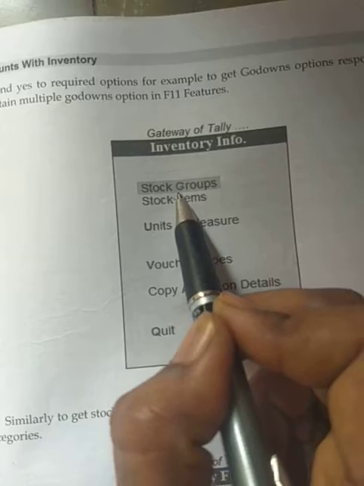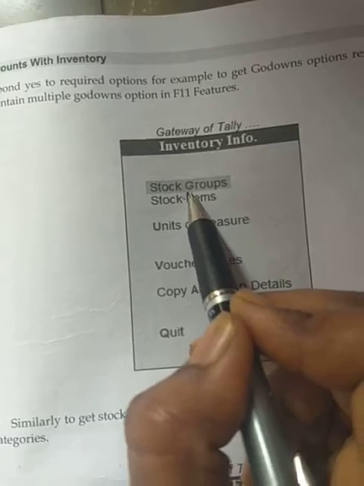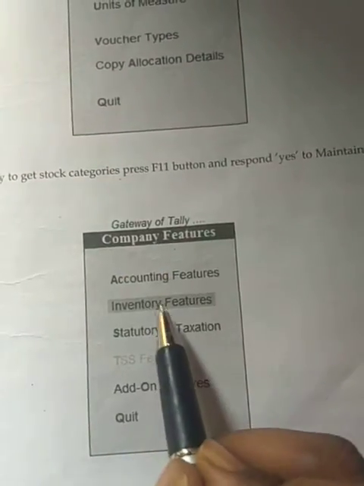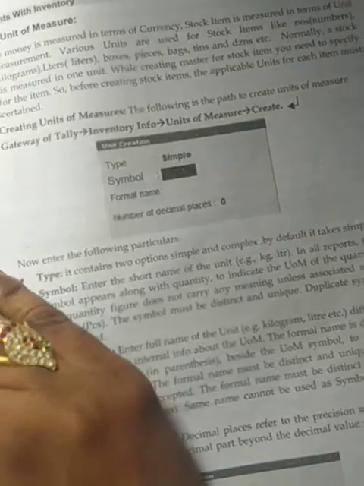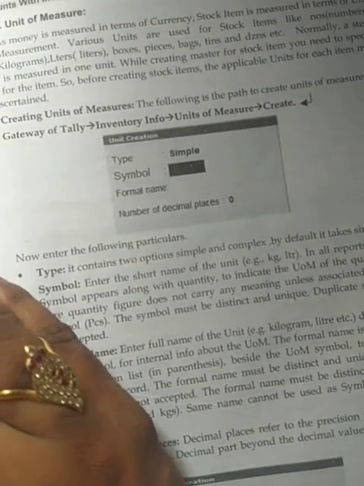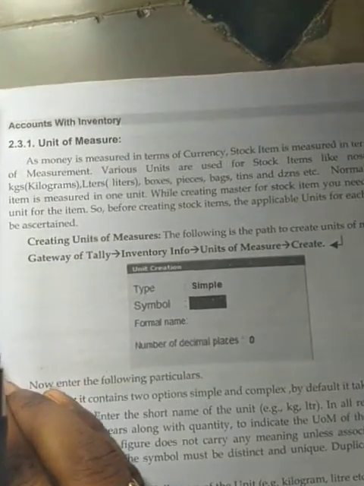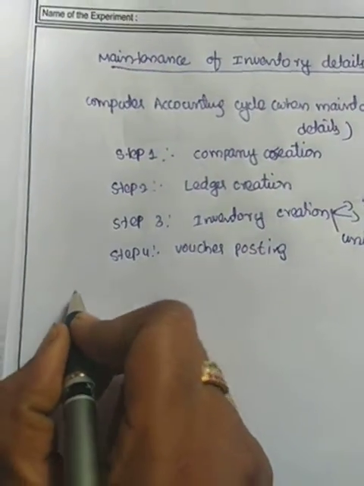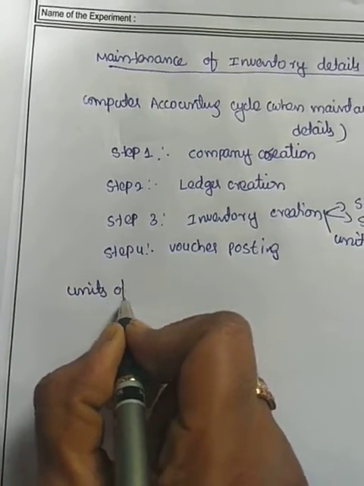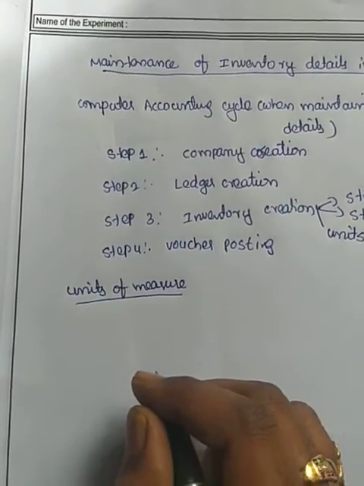So what are the stock groups? Gateway of Tally, Inventory Info menu, then stock groups. In stock groups, first we have to enter the units of measure. We have to enter the units of measure.